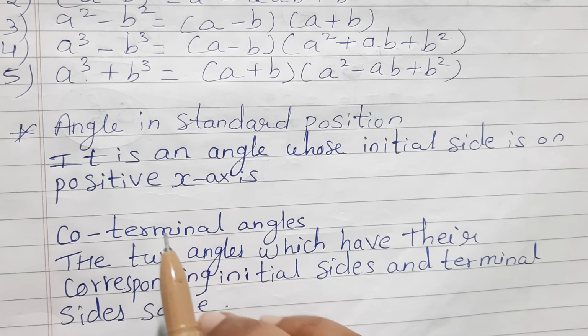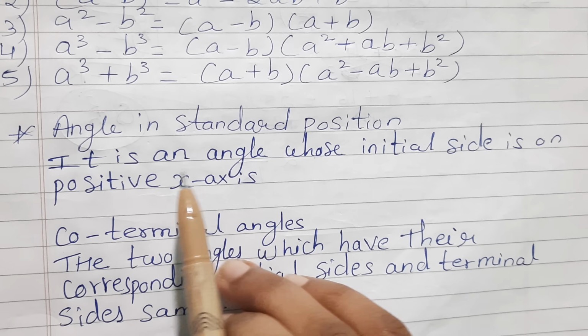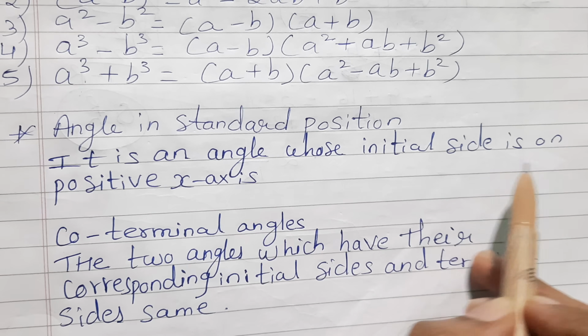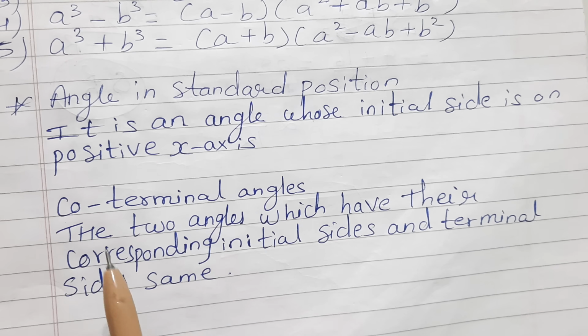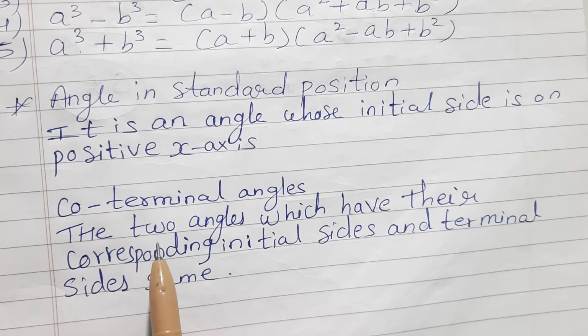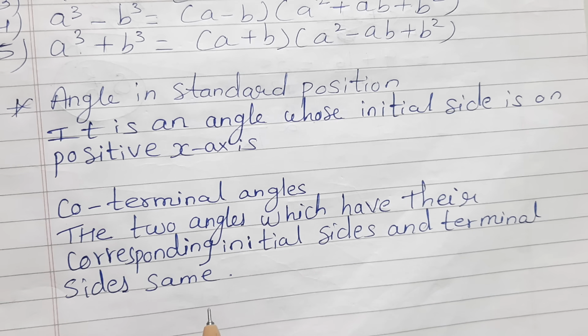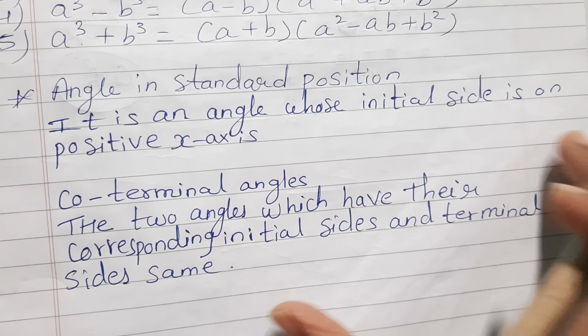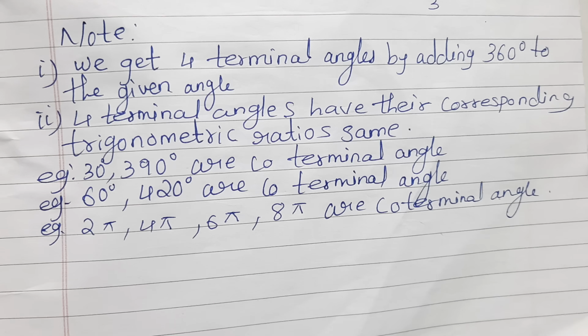Next, you can take down angle in standard position. It is an angle whose initial side is on the positive x-axis. Next, take down coterminal angles: two angles which have their corresponding initial side and terminal side the same. So these are the important notes which you have to take down. Moving towards the next part.